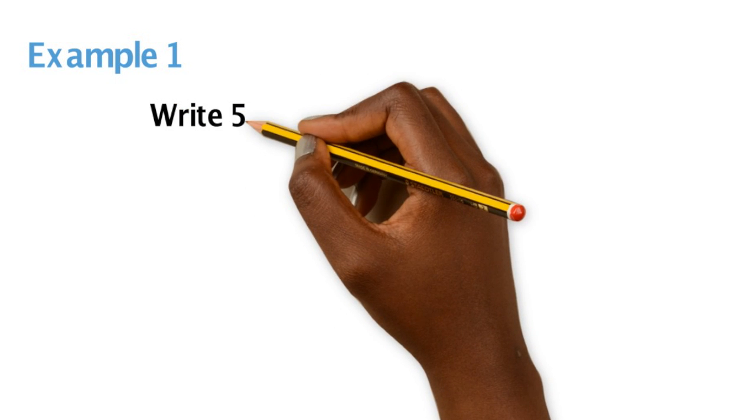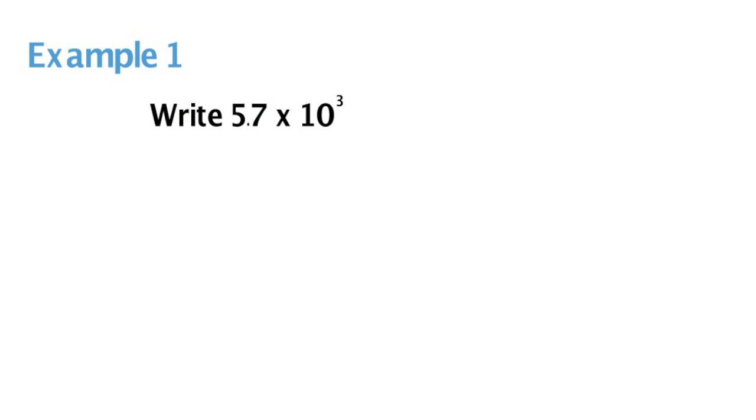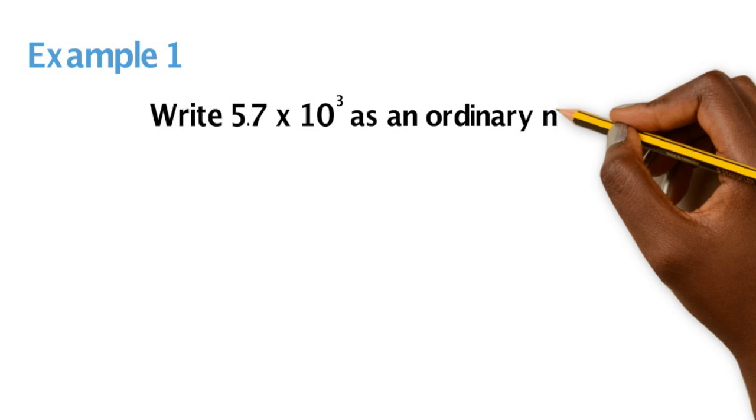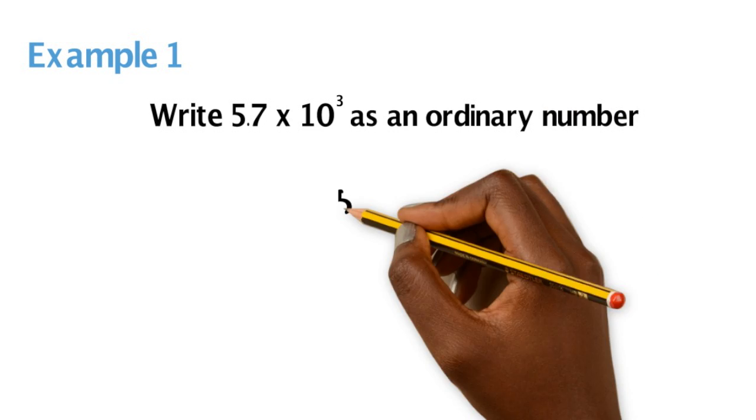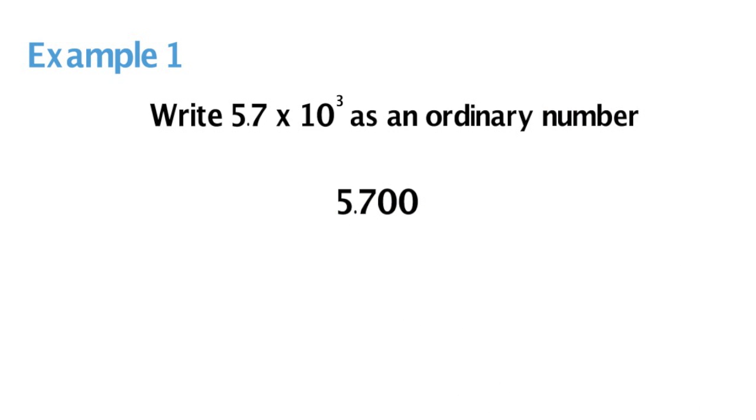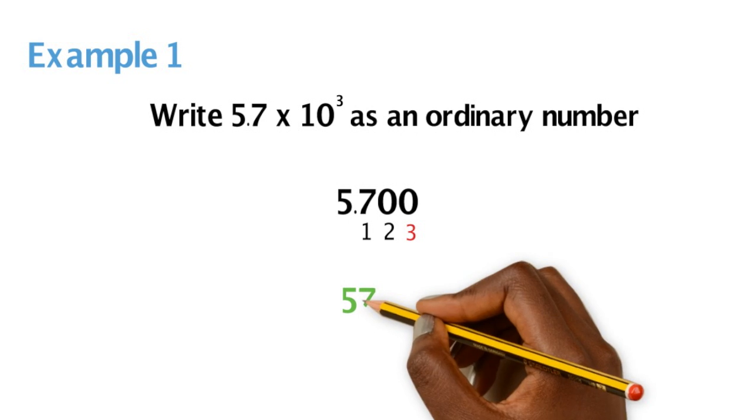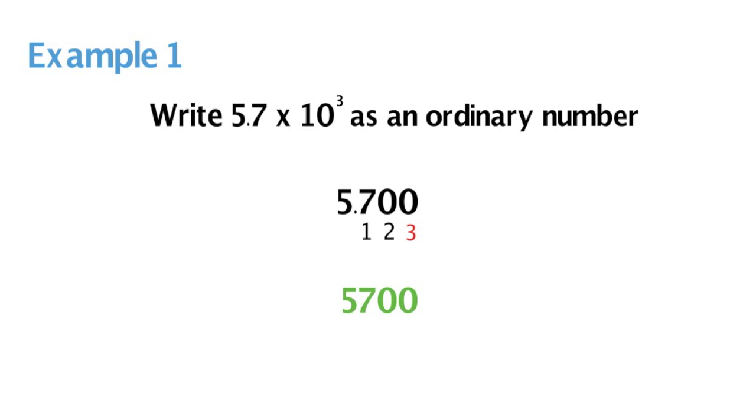And example 1. If it says write 5.7 times 10 to the 3 as an ordinary number, because it's to the 3, we're going to count 3 spaces forward and add zeros if necessary. Move the decimal place after the last number. So your final answer would be 5,700. Okay. So, example 2.